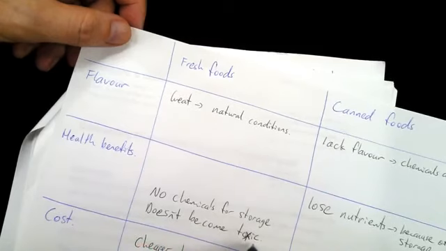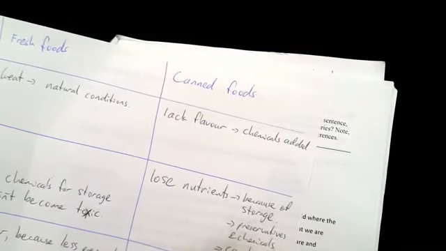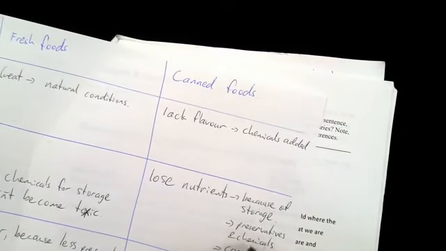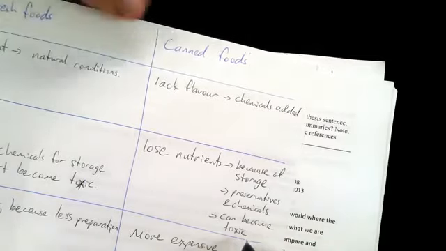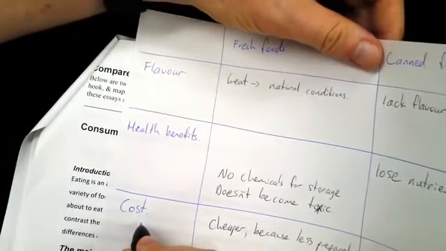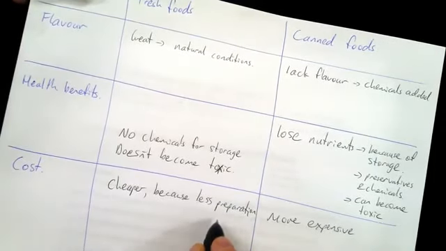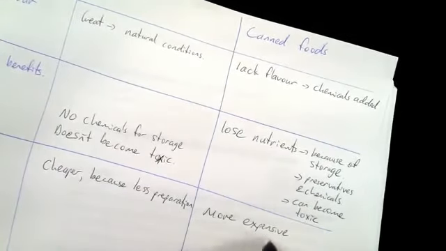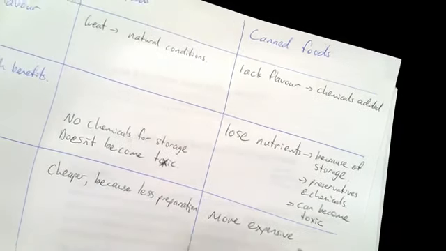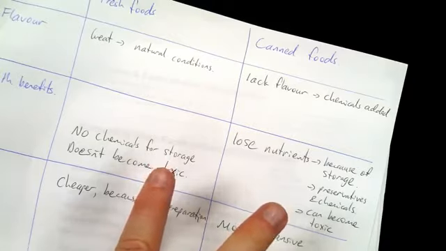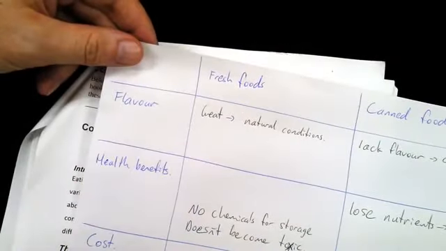Canned foods lose nutrients because of storage and have preservatives and chemicals, and can become toxic. And cost, fresh foods are cheaper because there's less preparation. Canned foods are more expensive. And so this is the table with 2 things, and for each thing there are 3 points.